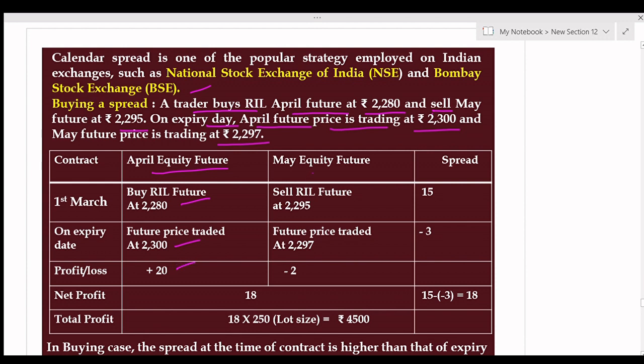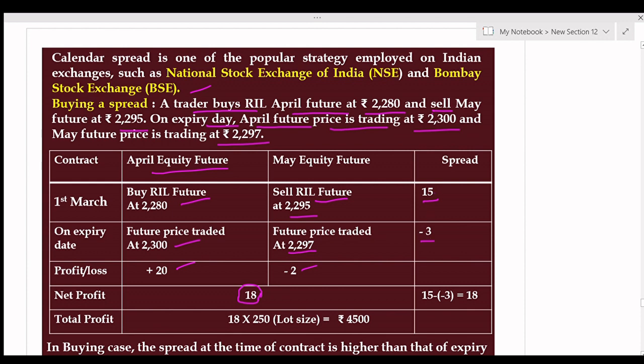And in May future, sell RIL future at 2295 and 2297, that is rupees 2 is the loss in selling the future contract. So net profit will be rupees 18, and the spread on the contract day will be 15 and the spread on the expiry date is -3.